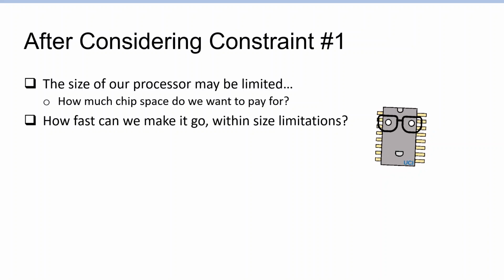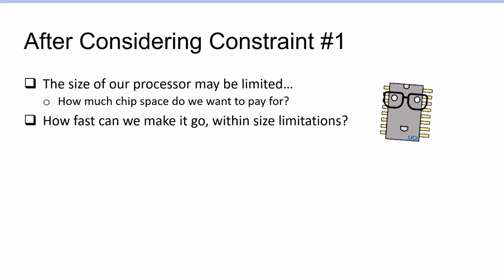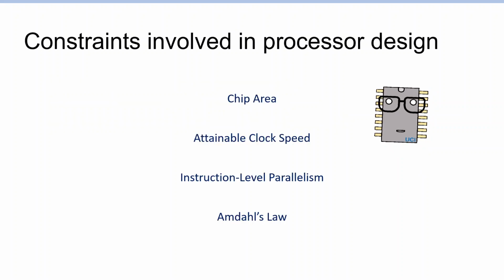So the question becomes, how much chip space do we want to pay for? How large a chip do we want to build? Do we want to build a very large chip and charge expensive money for it, or do we want to build a small chip and charge a small amount of money for it? So what options would we have, given this constraint, of getting more performance? How fast can we make this one chip go within the size limitations that are given to us? This leads us to the second constraint we're going to talk about, attainable clock speed.